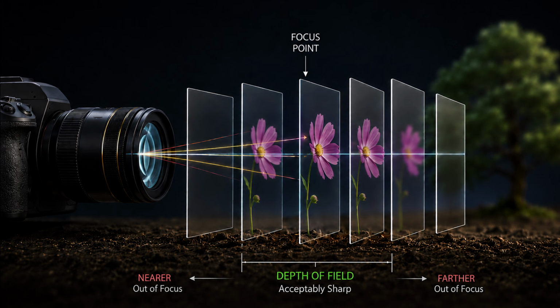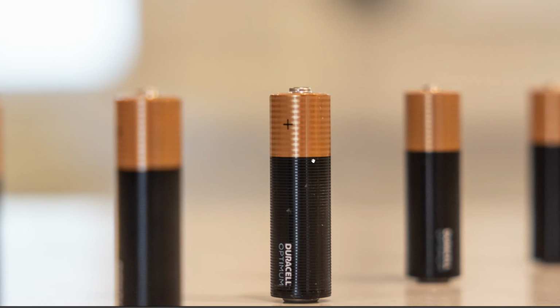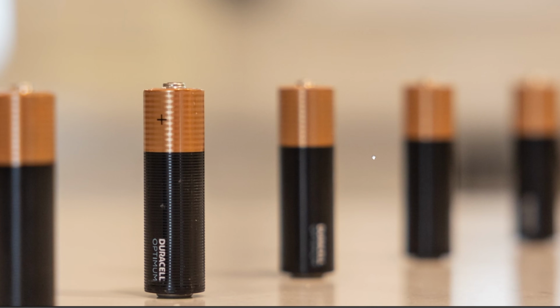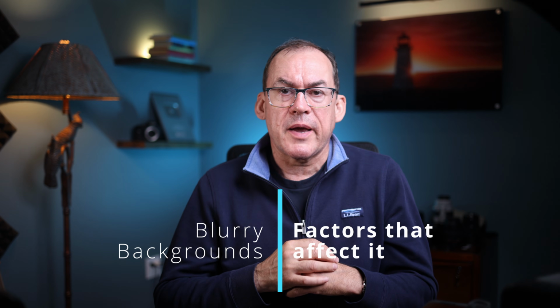Depth of field is the plane at which things are in acceptable focus. Note that things don't go from perfect focus to way out of focus all at once. So here on this test shot, as the batteries fall farther back out of focus, they just get blurrier and blurrier as we go farther back or forwards from the focus plane. And here we need to get into the factors that affect the blurriness of the background.